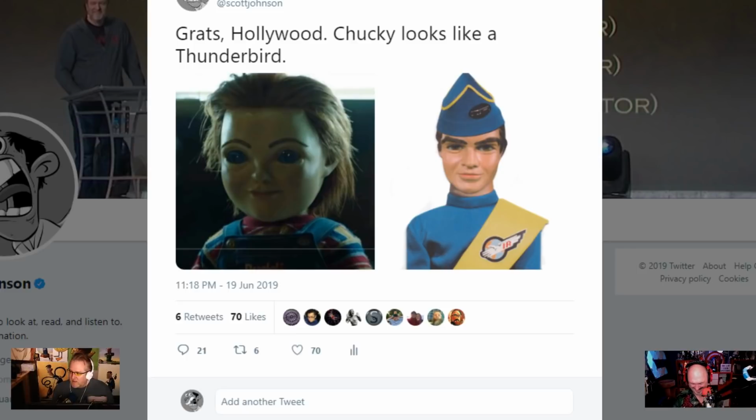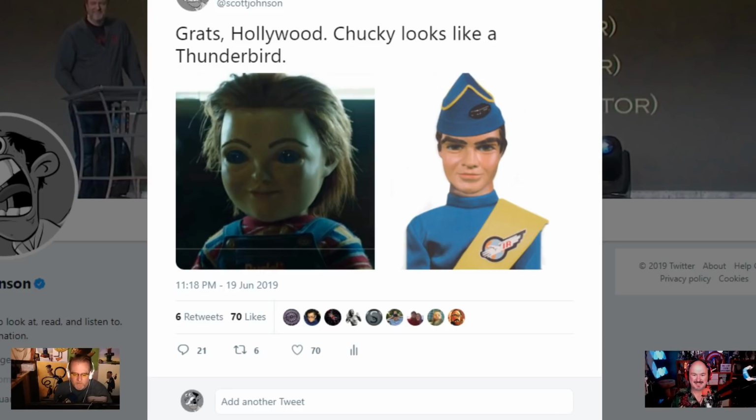But now we've got to look at what Chucky's going to look like. I just want to share this with the chat, because I think the producers of this film should have known kind of what they're getting into here. I saw your photo here. Your comparison is dead on. The new Chucky looks like a Thunderbird or Team America doll. He totally does. It's very disconcerting to me, and maybe that's the point. I guess I don't know.